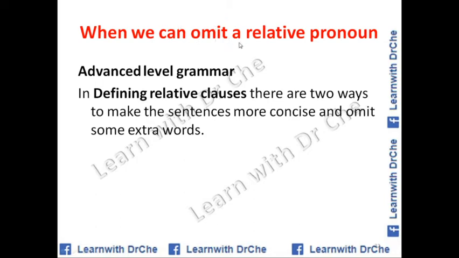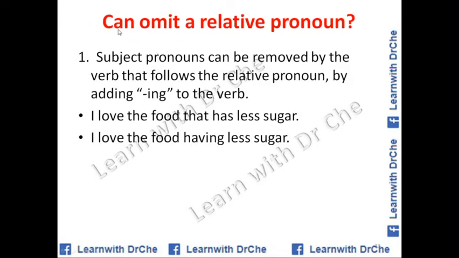When can we omit a relative pronoun? This is very important. When can we remove, when can we omit a relative pronoun? This is advanced level grammar. In defining relative clauses, there are two ways to make the sentences more concise, and we can omit some extra words. Let us look. Number 1, we can omit a relative pronoun.